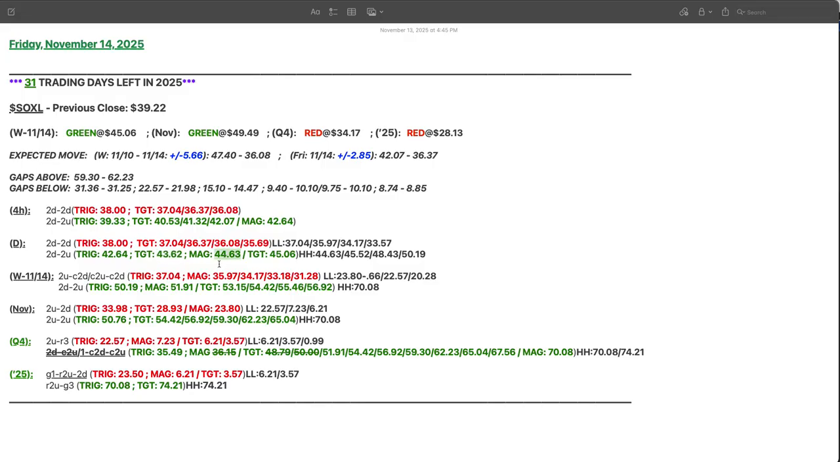Now, if for some reason we get some catalyst that shoots us off like a rocket and we get above this 44.63 magnitude of the 2 down, 2 up, we've got an extended target of 45.06 as well. All right. So those are the triggers and targets for the scalping through day trade, overnight swing type of trade. Now, we talk about overnight swing, but they would be over the weekend in this case. So you do want to keep an eye on that. If you do plan on swinging, make sure you got enough time on your contracts, right?